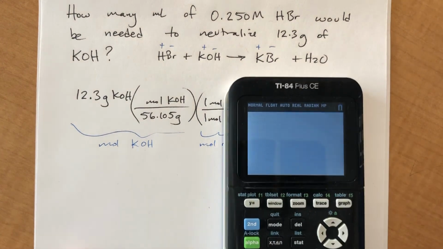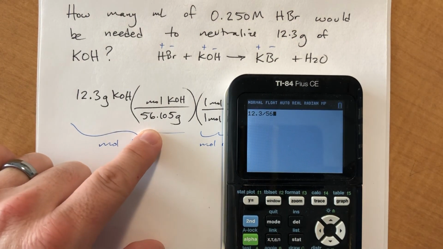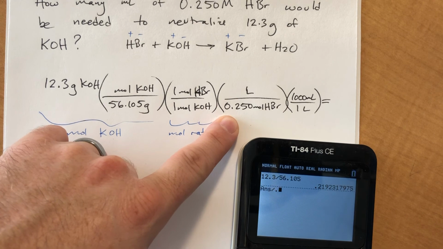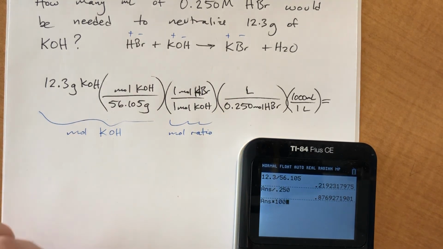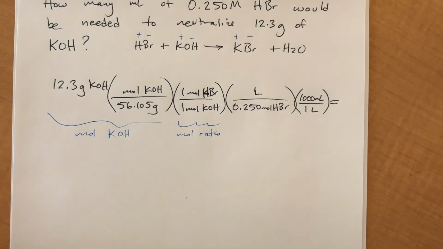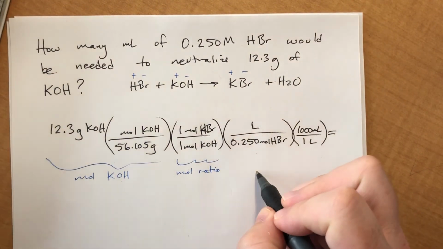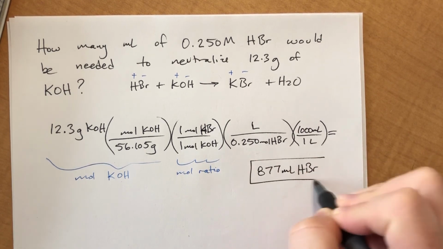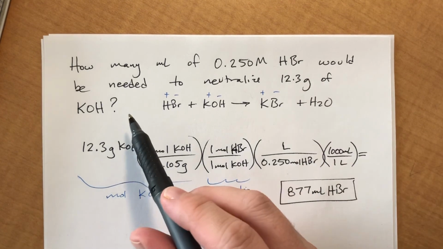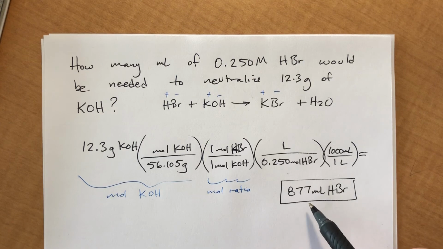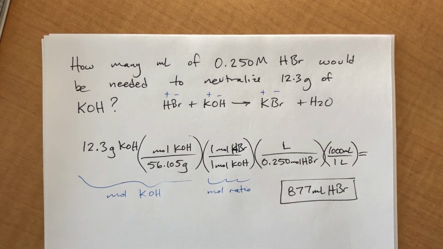So we take 12.3 divided by 56.105, multiplying and dividing by 1 doesn't do anything, divide by 0.250 times 1,000. Wow, we're going to get a huge number. Apparently it would take 877 milliliters. I probably should have picked a much smaller mass, but this is what the answer is. If we weighed out 12.3 grams of KOH, which is a base, it would take 877 milliliters of 0.25 molar HBr. Obviously, if we jacked up the molarity, we would need a much smaller volume. But this is how the problem works out.